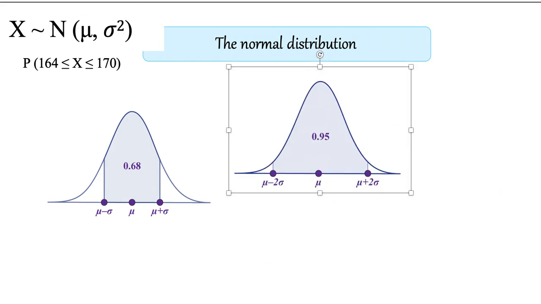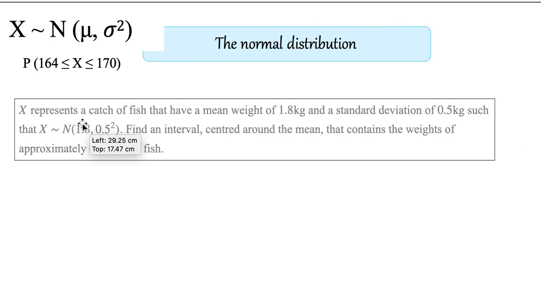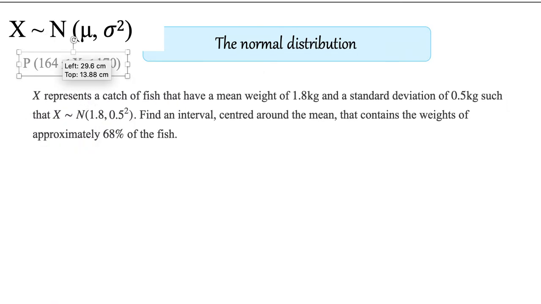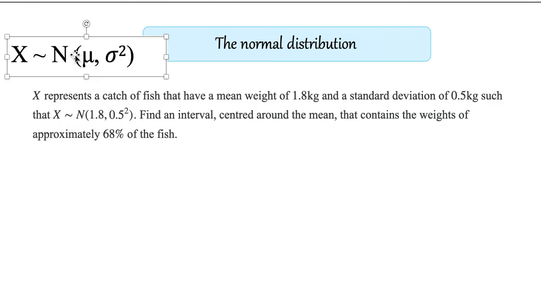So I'll use an example to show this concept. This is the same type of question that you could get on the IB. This is just a practice though. They tell you that X represents a catch of fish which has a mean weight of 1.8 kilograms and a standard deviation of 0.5 kilograms, such that this, remember this equation that I mentioned?